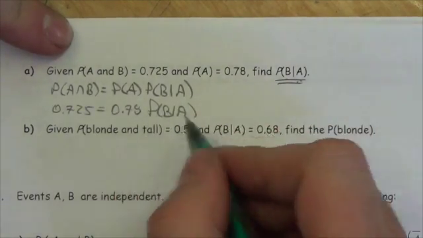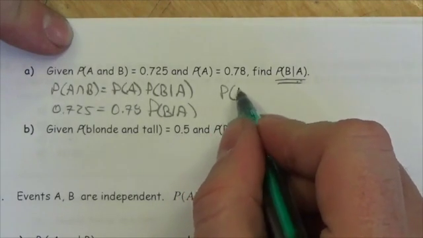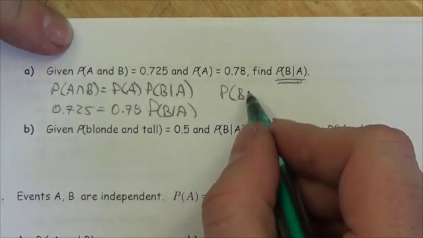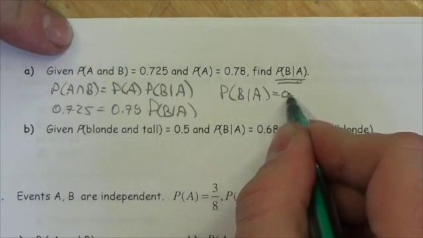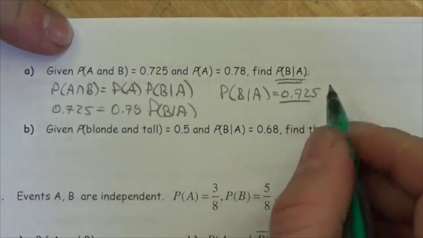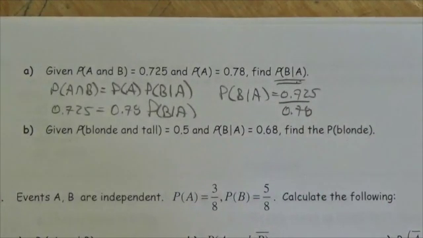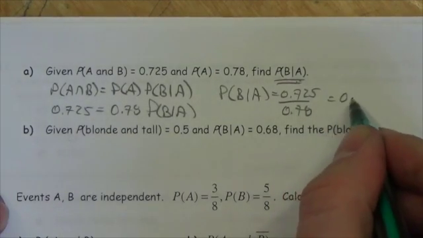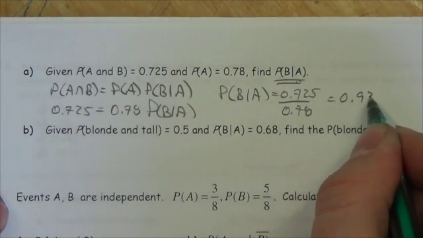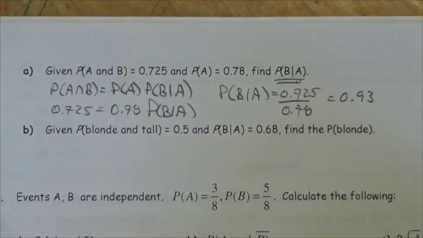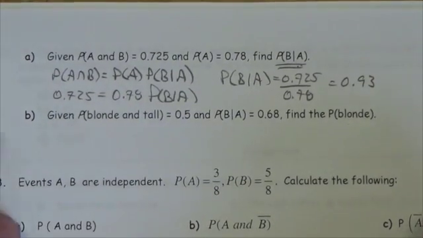Now, to get this part by itself, I just have to divide. So the probability of B given A is 0.725 divided by 0.78. I'm going to go to my calculator. 0.725 divided by 0.78, and the answer is 0.93. Okay, or there's a 93% chance that that's going to occur.